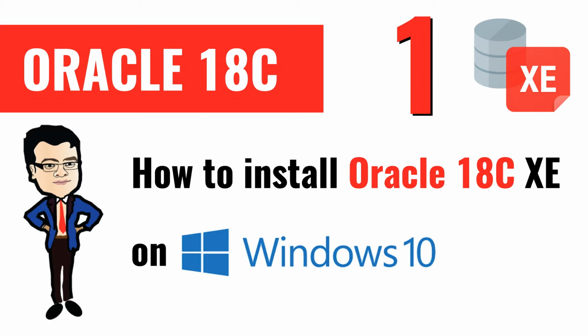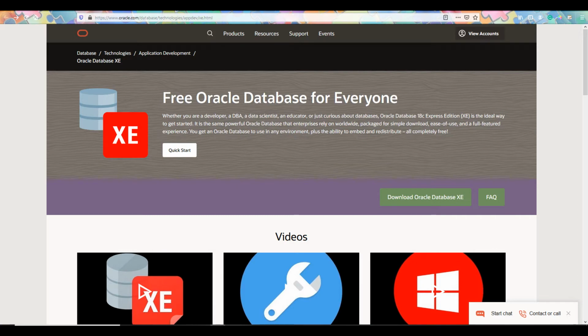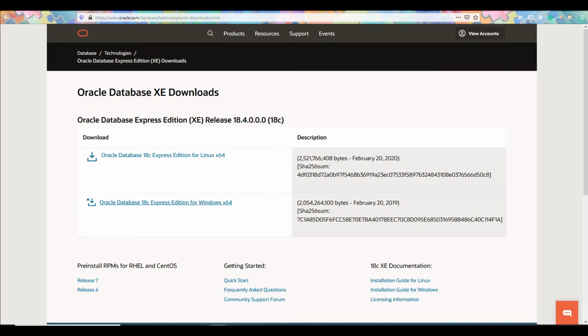In this video, you will learn how you can install Oracle Database 18c Express Edition on Windows. I'm performing the installation on Windows 10, but it should remain the same for all Windows 64-bit versions. Before you can start the installation, you will have to download the Oracle Database 18c Express Edition Windows Installer zip file.